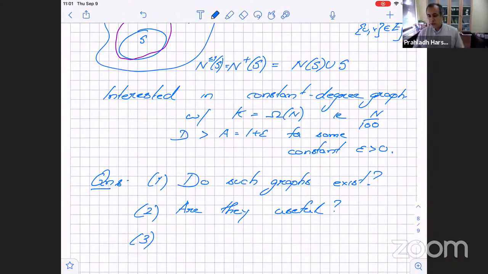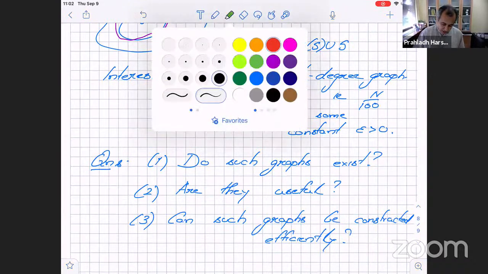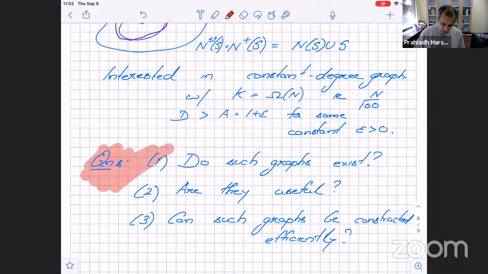We'll show that they exist. The question is, can you actually construct these graphs efficiently? Can such graphs be constructed efficiently? We'll answer all these three questions over the next 4 lectures.